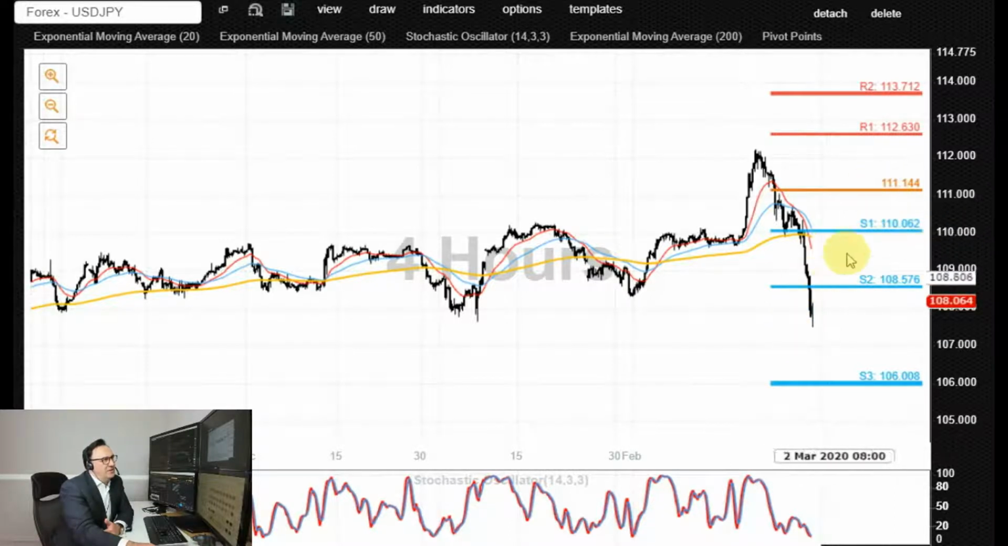Alternatively, if we see a rally from these oversold levels and a breakout above the 110 level and a retest of that level from above as newly found support, that would negate the current bearishness and potentially open the way for a spike higher and a retest of additional upside resistances towards 111.14, 112, 112.60 to the upside.